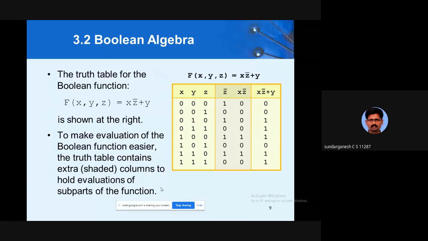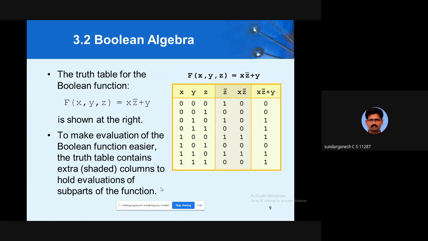Here an example is taken, a function of three variables x, y, z: f of x, y, z is equal to x z bar plus y. If you look at this equation, you have three Boolean variables x, y and z. Z has a bar, a NOT operation done on it. So x, z bar plus y. Then you have an AND operation, x into z bar. It is a Boolean AND operation. And finally you have an OR operation, plus.